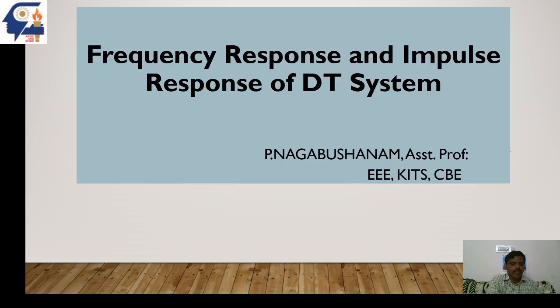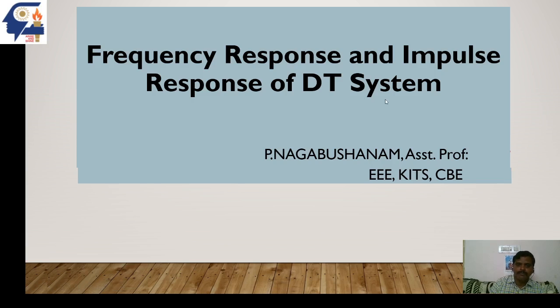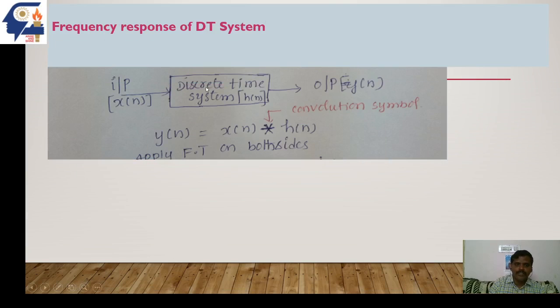Hello, today we will discuss the frequency response and impulse response of discrete time system. Till now we discussed the DTFT of a signal. Now we are going to discuss the DTFT of a system. Assume it is a discrete time system. Its response is h of n, input is x of n, output is y of n. Now y of n equals x of n convolved with h of n.